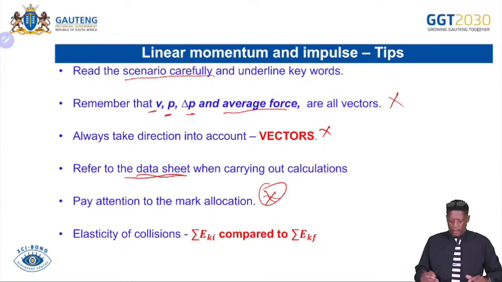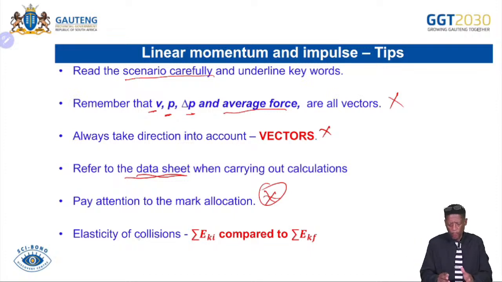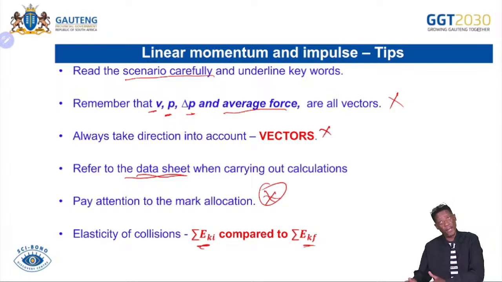Now, elasticity of collision. It's where they say prove this is elastic or not elastic. So you must prove. You prove using the kinetic energy equation. They'll say prove this is elastic or inelastic. So you must get your answer. If it's equal, you conclude. If it's not equal, you conclude whether it's elastic or inelastic. So this is very important as well.